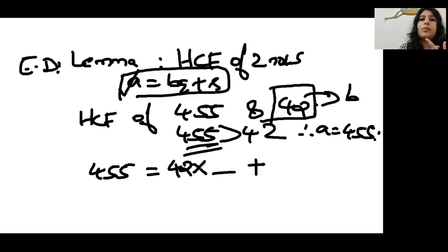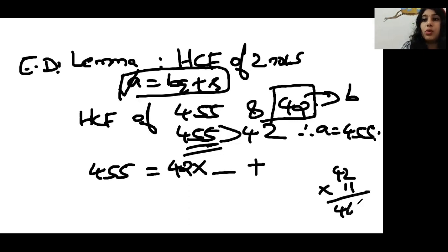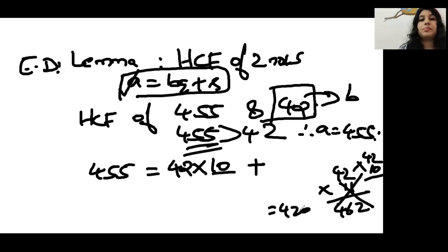Which number can we take? If I'm taking 42 into 11, what will we get? 462. It is exceeding my value, so I cannot take this 11. So if I'm taking 42 into 10, 42 into 10 is what? 420. Then what is the balance? If I subtract 420 from this 455, 455 minus 420, what am I getting? 35. So 455 is 42 into 10 plus 35.